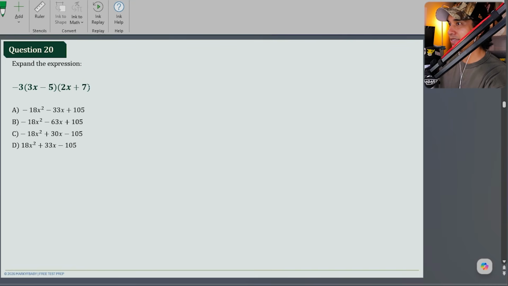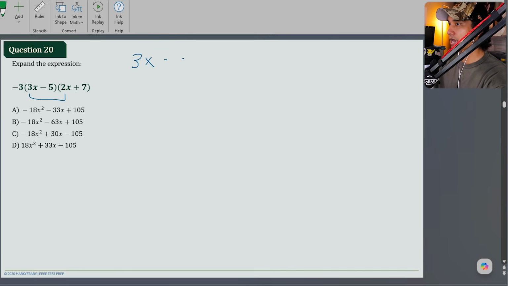So, expand the expression. All right, this one's easy. All we have to do is FOIL and then multiply this coefficient. You can FOIL first and then put the coefficient in the expression, or you can get the coefficient and multiply it by the first binomial and then use FOIL. However way you want to do it. When you FOIL, you're going to have 4 different parts here. So I'm going to FOIL.